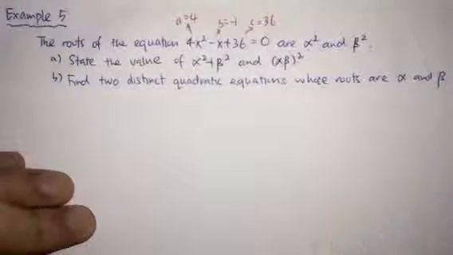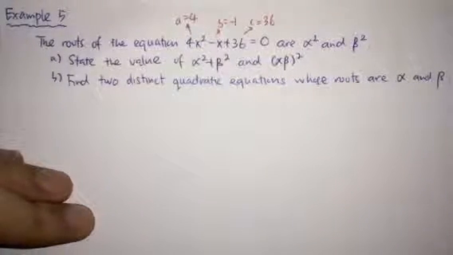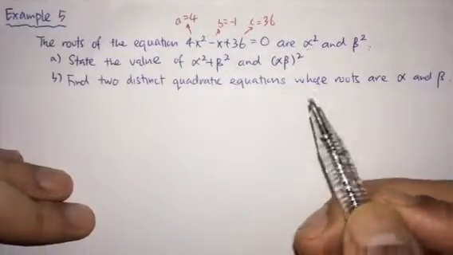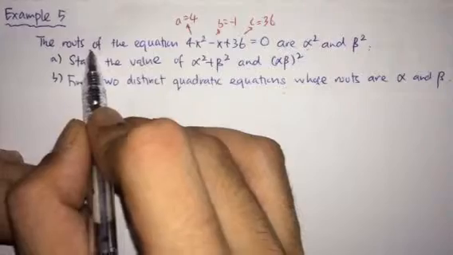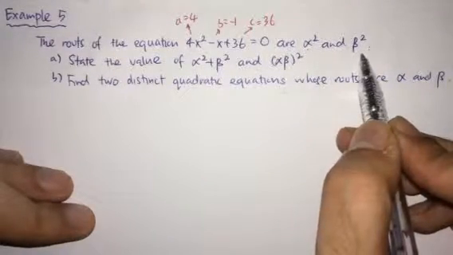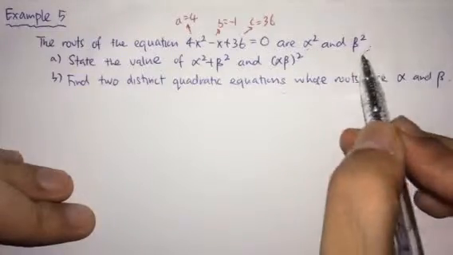Okay, this video is on a further example on alpha and beta. From here you can see how they change the question. The roots given in this equation are no longer alpha and beta. They are given to you as alpha squared and beta squared.